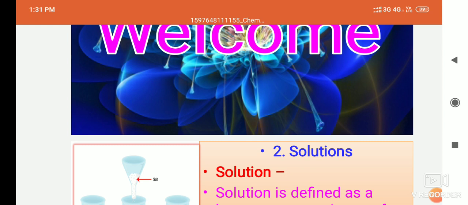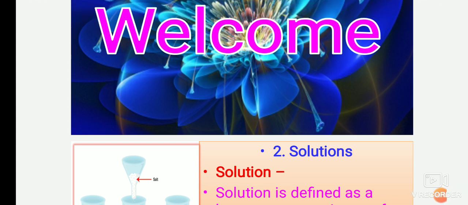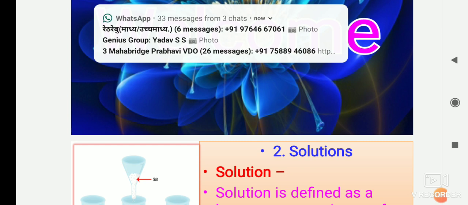Today we see solutions, chapter number 2 from Chemistry, having marks 5-7. Solutions are important in all life processes. Body fluids are solutions. Solutions are used in industries and many other areas. First we see the definition of solution. This definition is asked in exam for 1 mark.